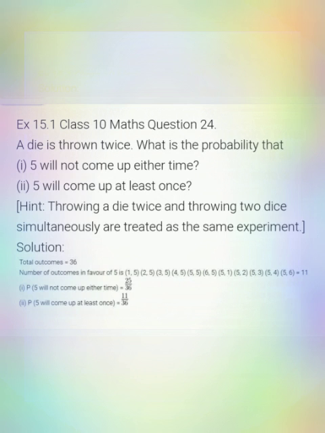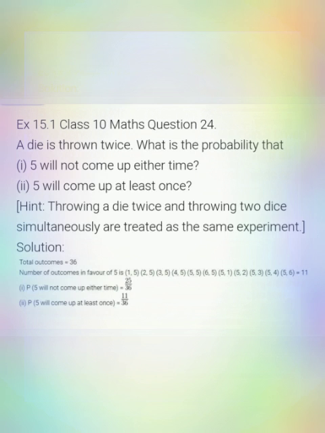Here you have to understand, throwing a single die twice and throwing a pair of dice simultaneously will be treated as the same experiment. That means the sample space has the same number of outcomes, 36, because a die has 6 faces. So when 2 dice are rolled, 6 square is 36 outcomes. This you have already learnt. So the sample space will be 1,1, 1,2 like that up to 1,6 in the first row, second row 2,1, 2,2 up to 2,6 like that it goes on. The sixth row will be 6,1, 6,2, 6,3 like that it ends up with 6,6. So the total outcomes will be 36.